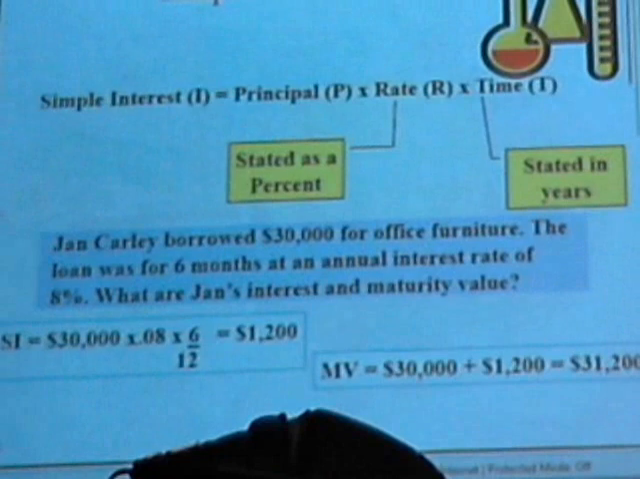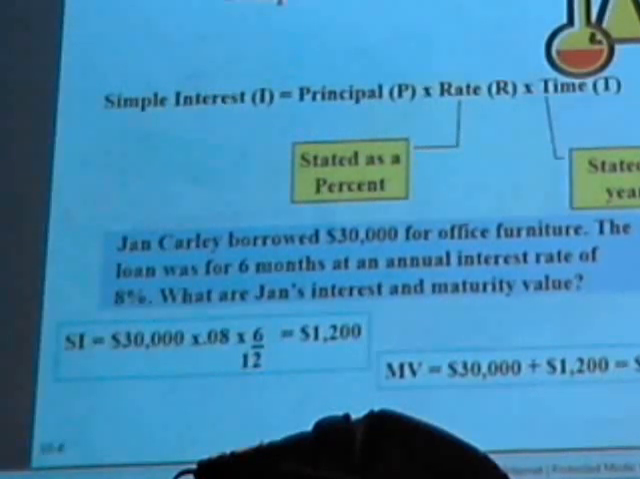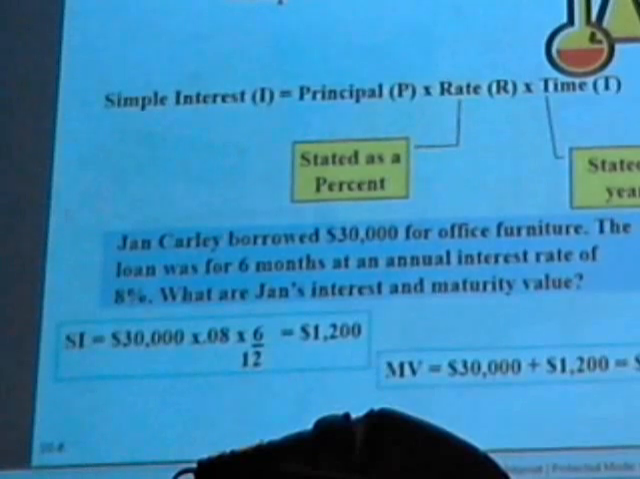Why is it called simple interest? Because it's simple math? That's one way to look at it. But if I asked you that on a test, that probably wouldn't work. Simple interest is simple because it's based on multiplication.